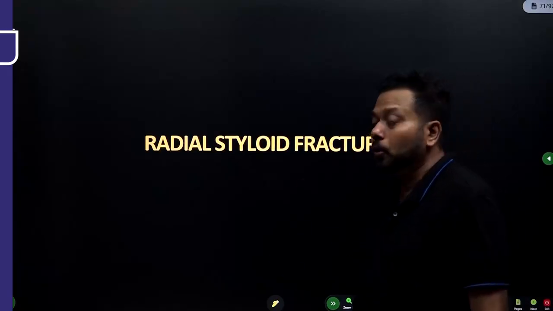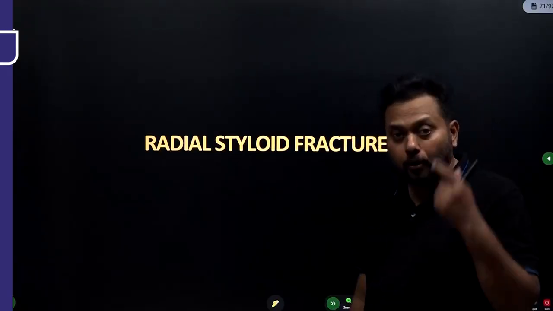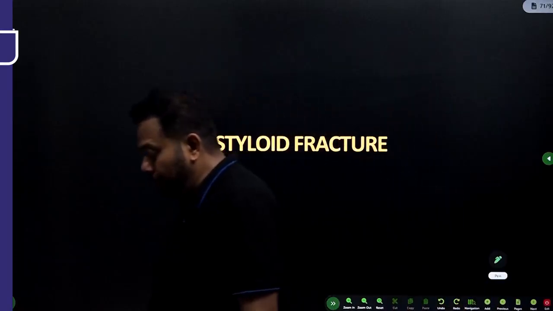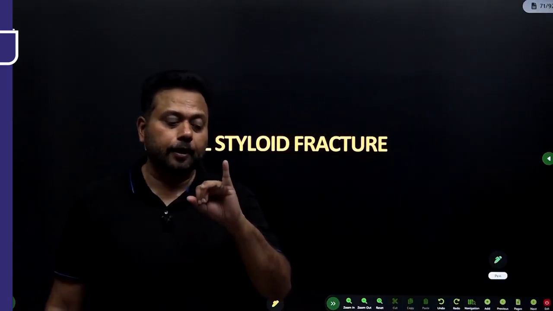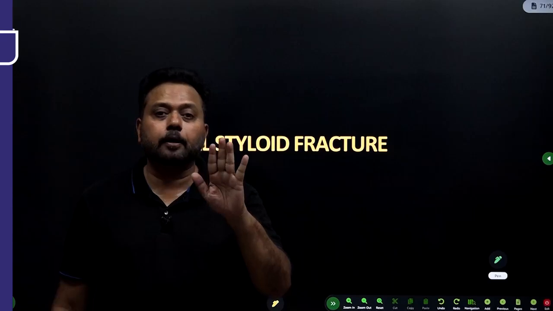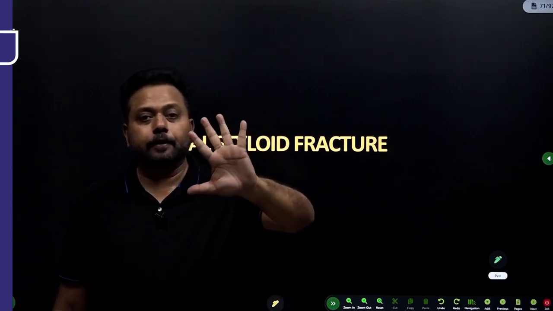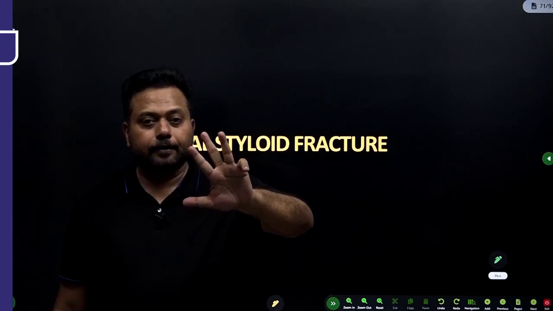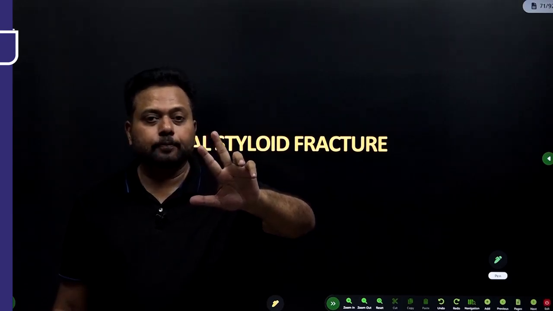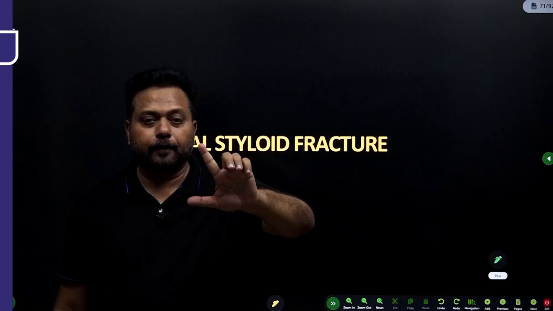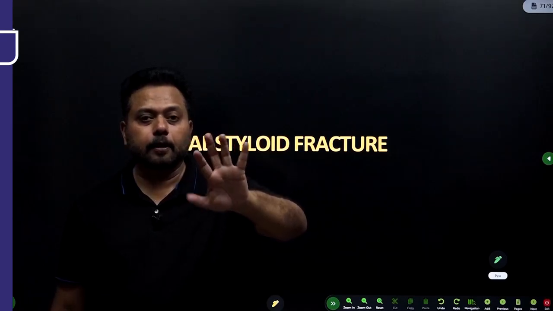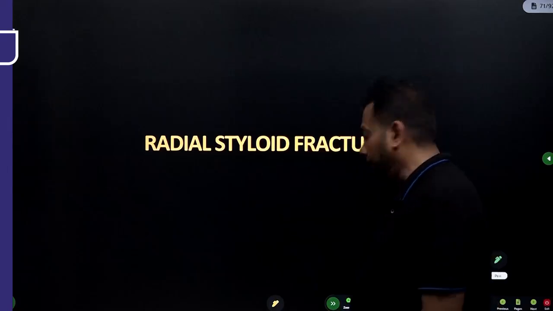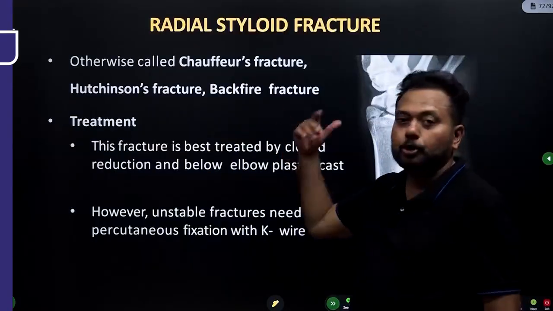Yes, we'll move on to radial styloid fracture. Radial styloid fracture comes under distal radial fractures. Distal radial fractures are divided into radial styloid, Colles, Smith, volar Barton, dorsal Barton. 5 types of distal radial fractures are possible. What are they? This radial styloid fracture, other is called Schaffer's fracture. Colles fracture, reverse Colles, other is called Smith fracture, volar Barton, dorsal Barton. 5 fractures are possible in the distal radius. We are going to see the first, that is radial styloid fracture. Radial styloid fracture is otherwise called Schaffer's fracture.